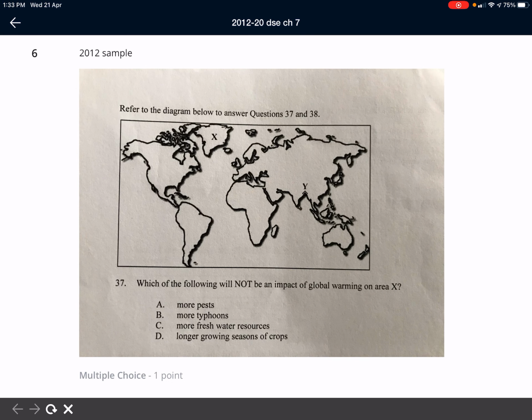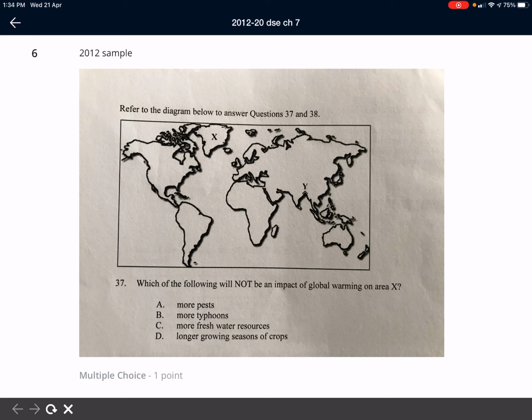Refer to the diagram below to answer. Which of the following will not be an impact of global warming on area A? Is it having more plants? And is it going to have more typhoon?